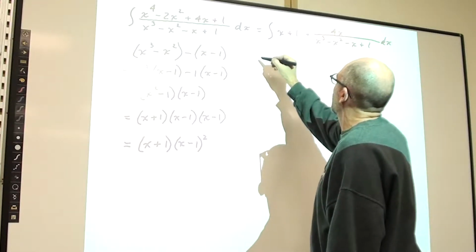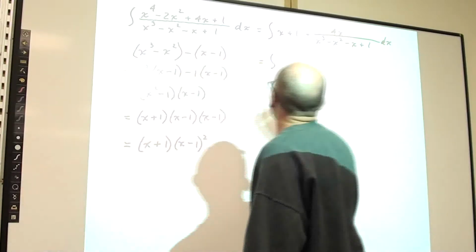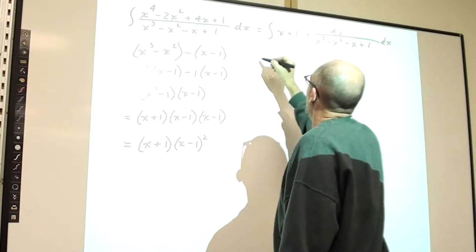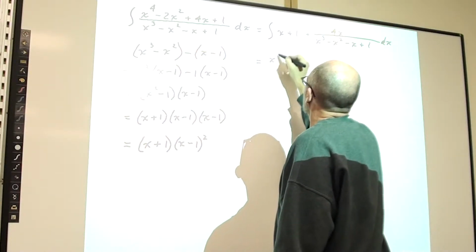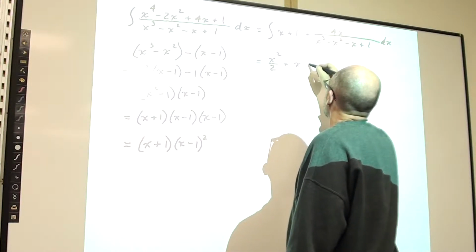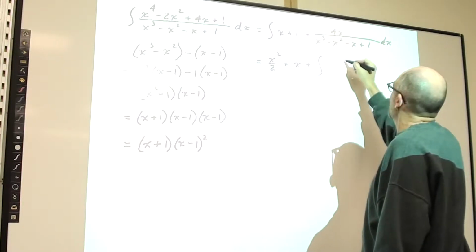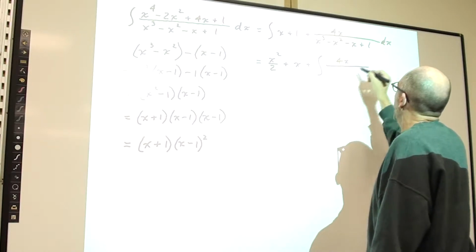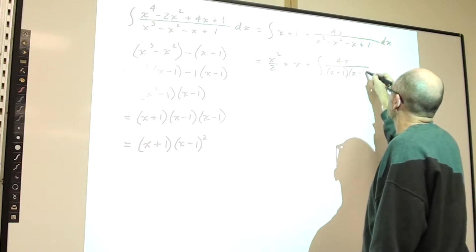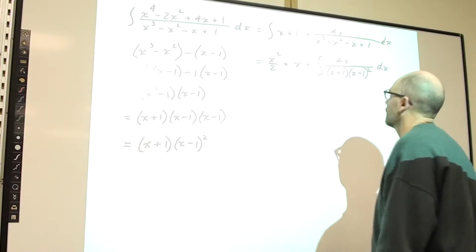Okay, so, well, let's just do it like this. We can do the integration on x, and that's going to be x squared over 2. Do the integration on 1, that's going to be x. Now we have the integral of this thing, which is 4x over x plus 1, x minus 1 quantity squared dx.